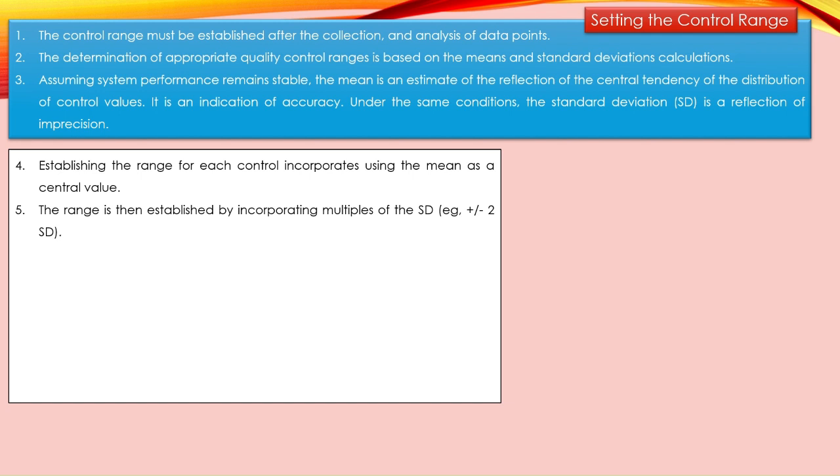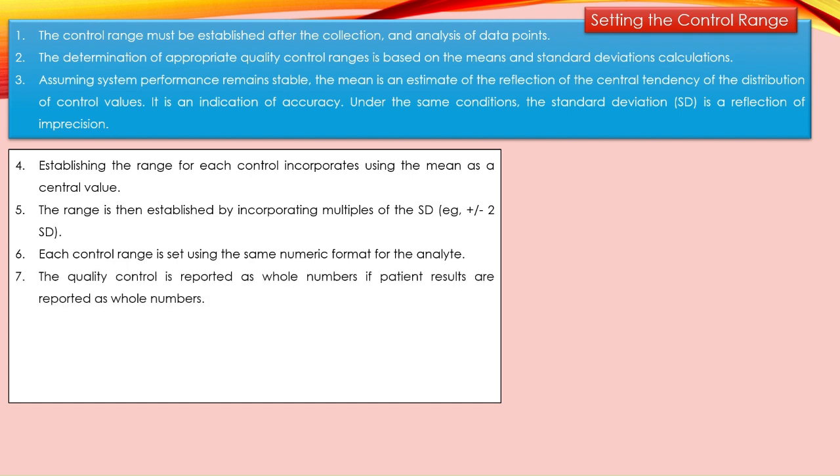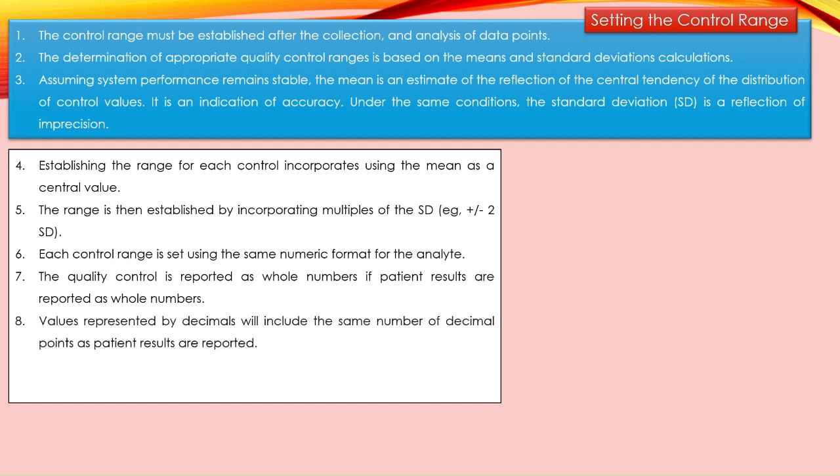5. The range is then established by incorporating multiples of the SD, for example, plus or minus 2 SD. 6. Each control range is set using the same numeric format for the analyte. 7. The quality control is reported as whole numbers if patient results are reported as whole numbers. 8. Values represented by decimals will include the same number of decimal points as patient results are reported. 9. If more digits are present, the rules of numeric rounding will be incorporated to achieve the correct digits.